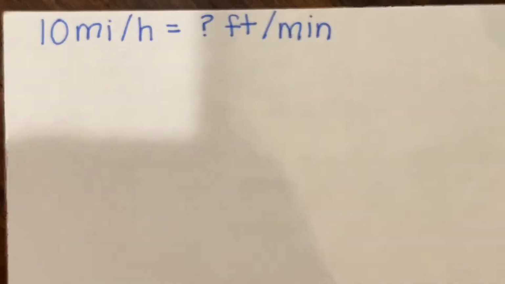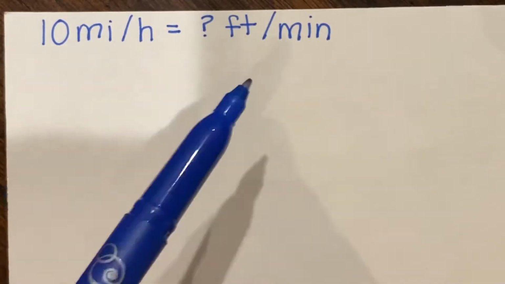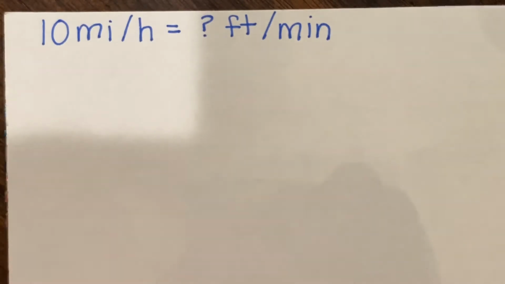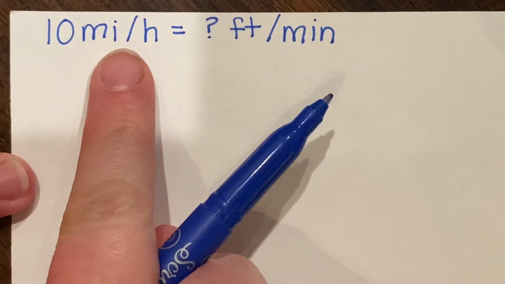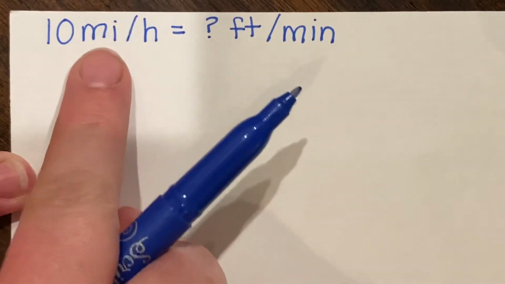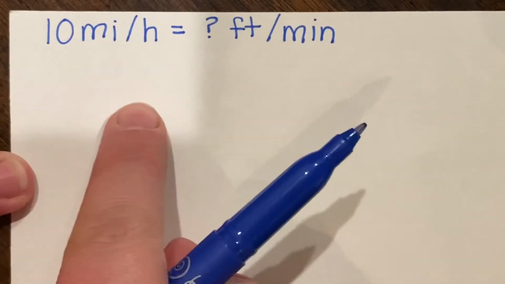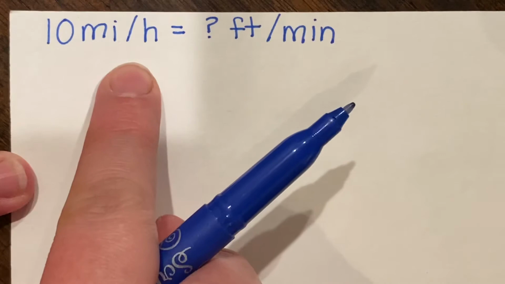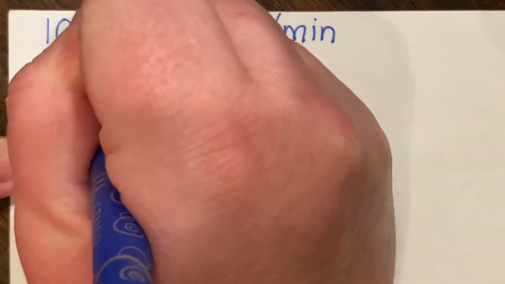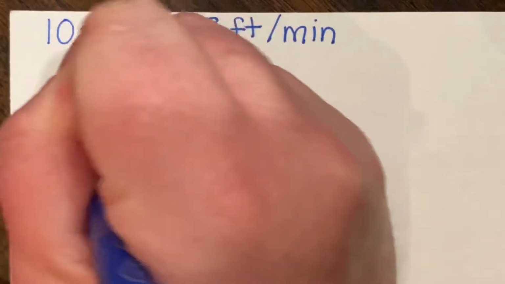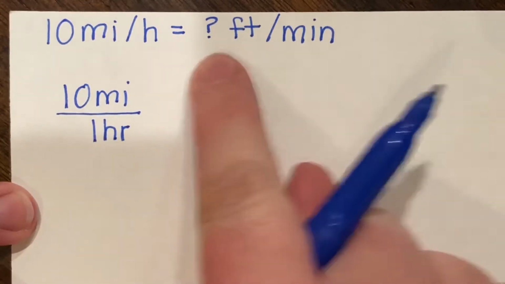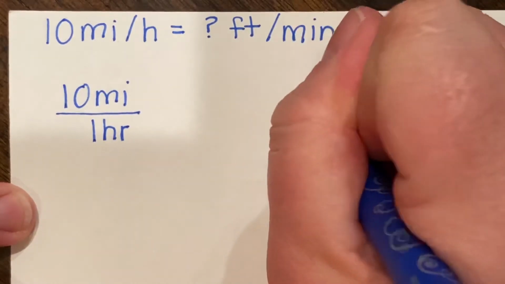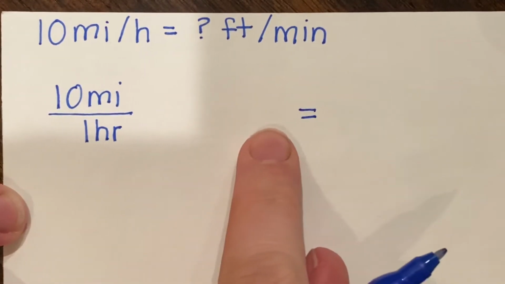So first things first, I want to rewrite this so that it's a little easier for me to work. I'm gonna use my first ratio, and I know this little slash designates a fraction, but I'm actually gonna write it as 10 miles over 1 hour, just so you can see that a little better. So I'm gonna start with 10 miles all over 1 hour, and I'm gonna put a lot of space here so I have a lot of room to work.